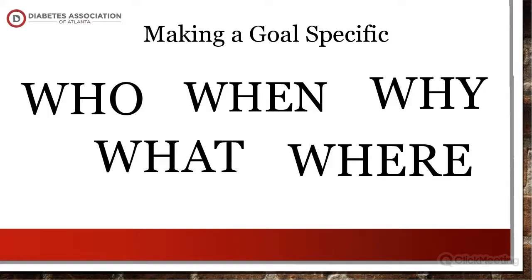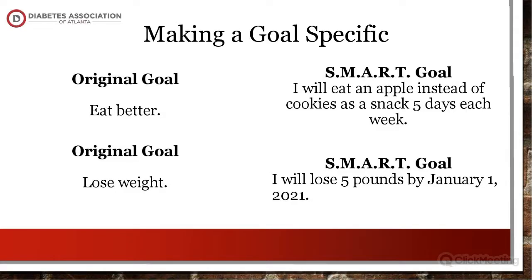So when we think of making a goal specific, what we're really trying to answer is the questions of who, what, when, where, or why. So we want to try to incorporate those into our goal. So again, we can have a goal that tells us what we're hoping to achieve and how we're going to achieve it. And when we make a SMART goal specific, we can see the difference between a standard goal and a goal that is a SMART goal.